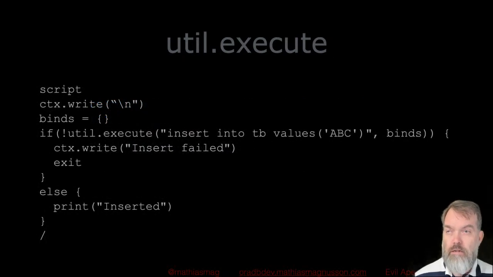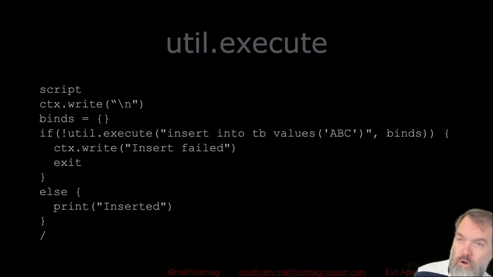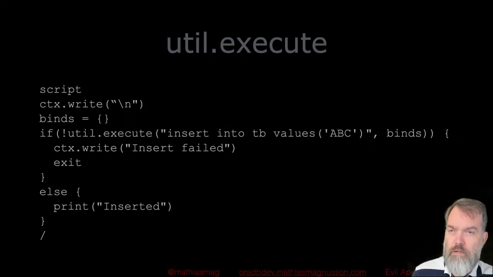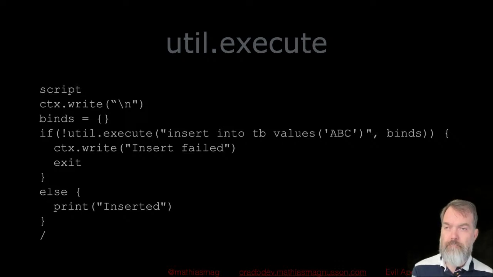So here's the example then. Binds is the bind variables. It's just an empty collection of bind variables. We don't need any for this, since everything is hard-coded. And then there is a util execute where we use this. We do an insert into the table, and we have a hard-coded value of ABC. The if statement here says that if it didn't work as intended, it will write out insert failed, and if it did work, then we just have the output inserted.